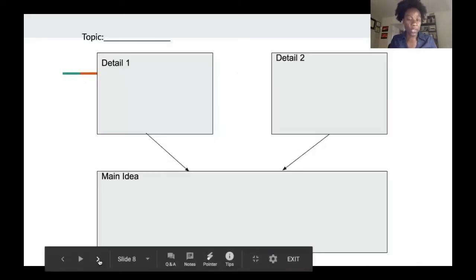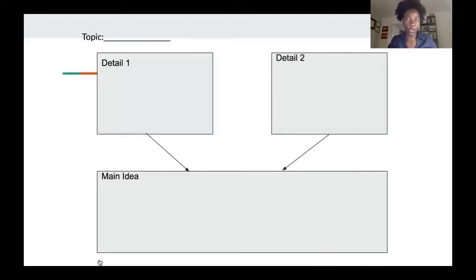Now we're going to be working on 2 paragraphs. I will be modeling one for you, and you will be doing one on your own, but we're going to go through the responses before the end of the lesson.